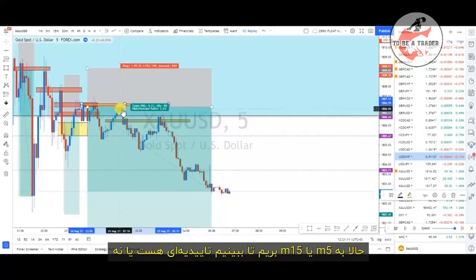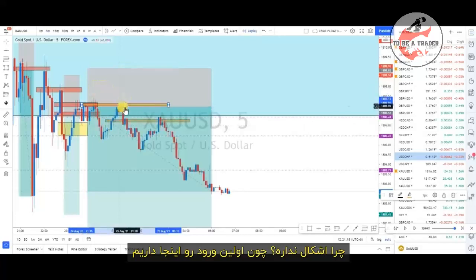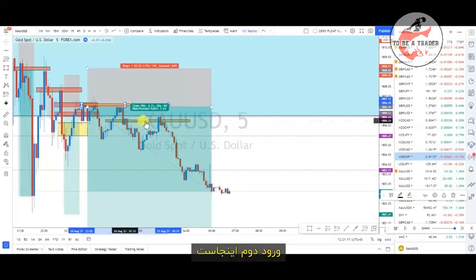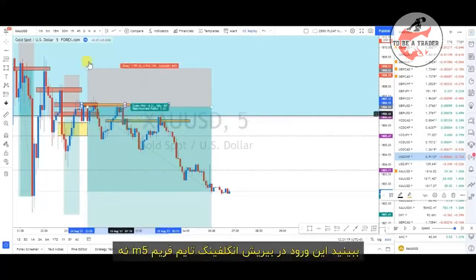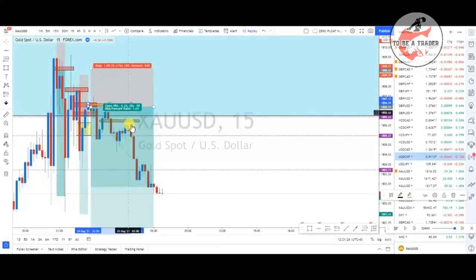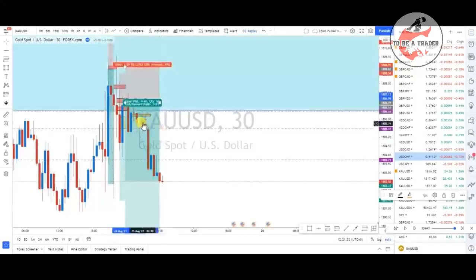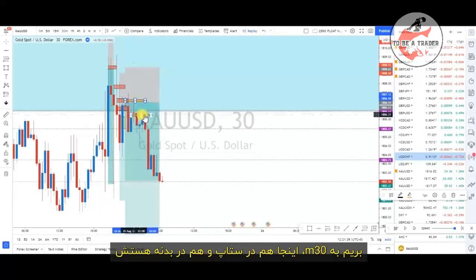So this confirmation is quite high risk, but it's okay. Why is it okay? Because we have the first entry here, the second entry is here. This is in the bearish engulfing, or the drop, on the M5 time frame. Okay, so this one is in the body of the candle. M30 here. Okay, M30 here, there's also a setup in the body. So let's go back to the M5.